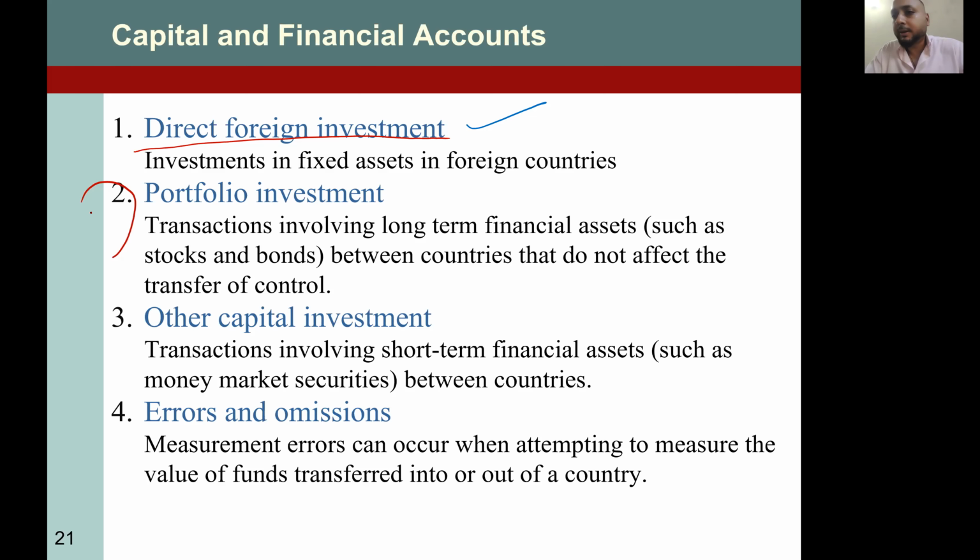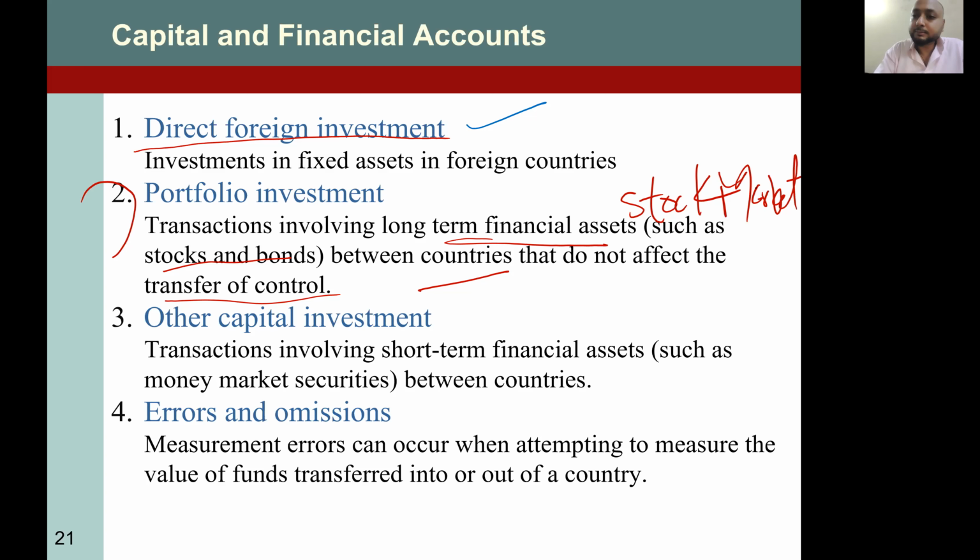Number two, portfolio investment. So when you directly purchase the shares or the bonds of the companies through the stock exchange. So it is a transaction involving long-term financial assets such as stocks and bonds between countries that do not affect the transfer of control. So if you directly invest in the stock market, we call this portfolio investment.